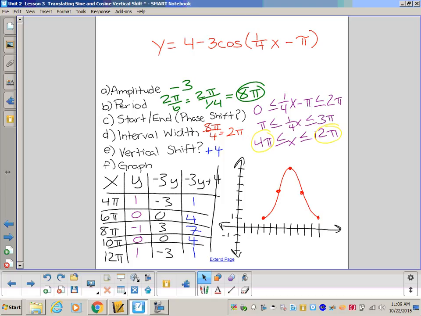So everything's the same as we've been doing except for the vertical shift, which is +4, so we're going to add 4. So for the y's, I started with my cosine y's, multiplied by -3, and then I added 4 to get the y's I'm going to use.